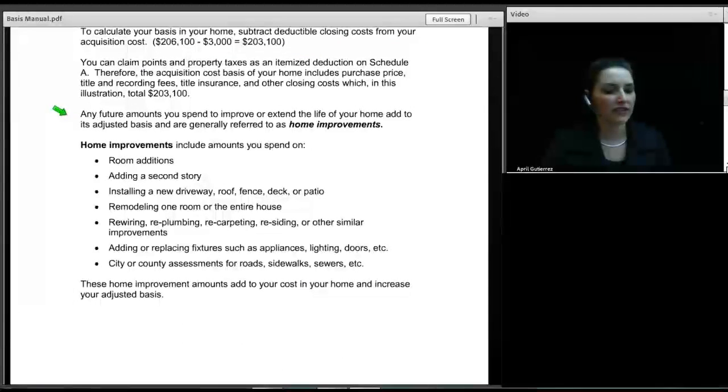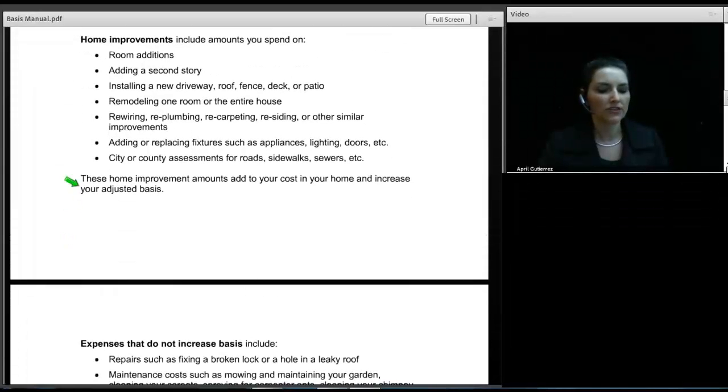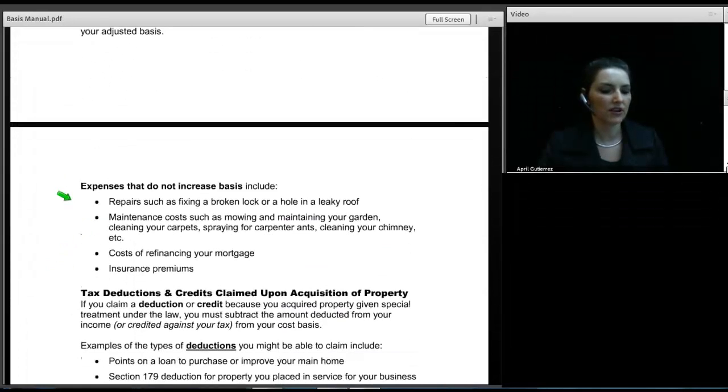Now, after you've purchased your house, any future amounts that you spend to improve or extend the life of the home add to its adjusted basis and are typically referred to as home improvements. I'll give you some examples of home improvements. They include things like room additions, adding a second story, installing a new roof, fence, deck, or patio, even a driveway, remodeling one room or the entire house, rewiring, replumbing, recarpeting, residing, or other similar improvements, adding or replacing fixtures such as appliances, lighting, doors, etc., city or county assessments for roads, sidewalks, sewers, etc. These home improvements add to your basis and increase your adjusted basis. So they add to your cost and increase basis.